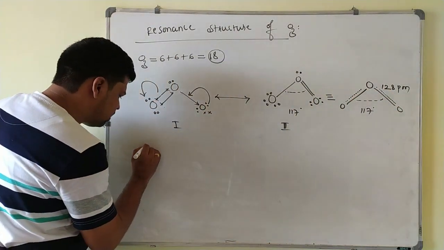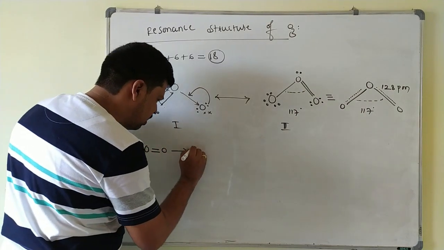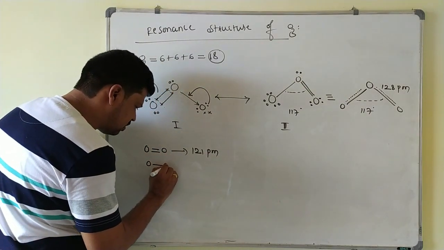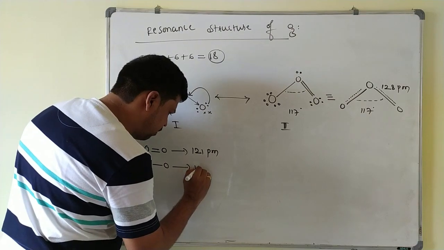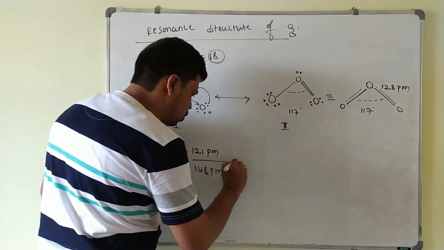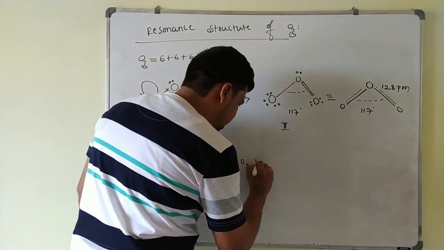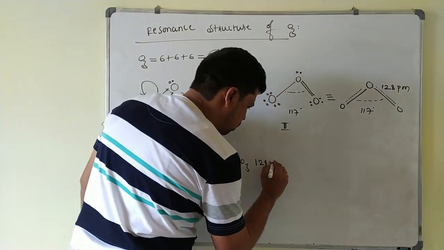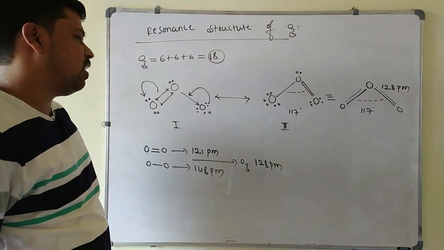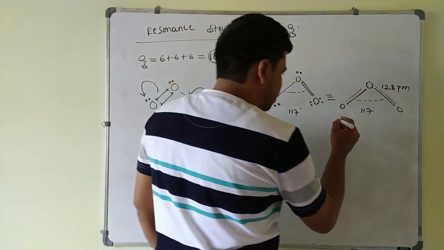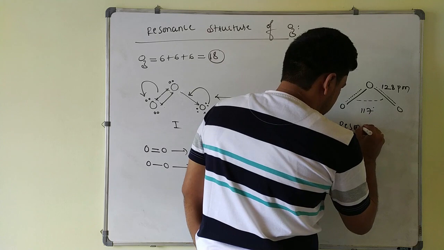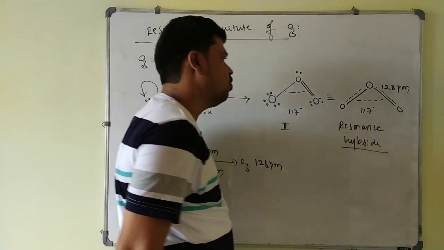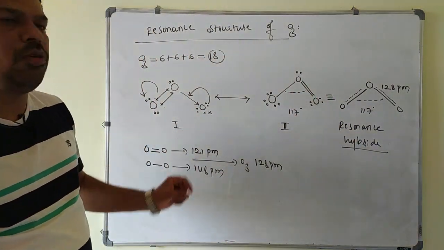You can see the oxygen double bond length is around 121 picometer, and the oxygen single bond length is around 148 picometer. But in O3 the bond length is 128 picometer, which is in between these two bond lengths. So this is regarded as the resonance hybrid of the ozone molecule. This structure is the resonance hybrid of the O3 molecule. Okay, so this is about ozone.